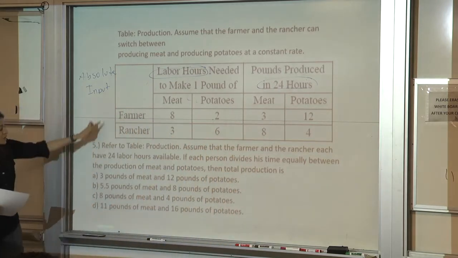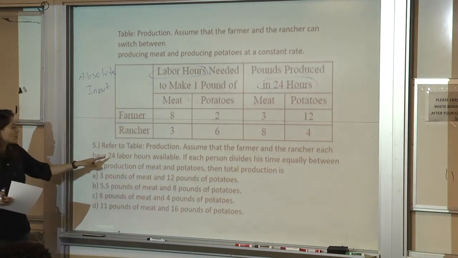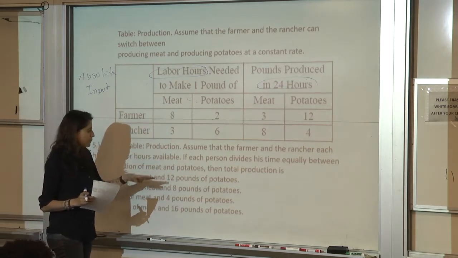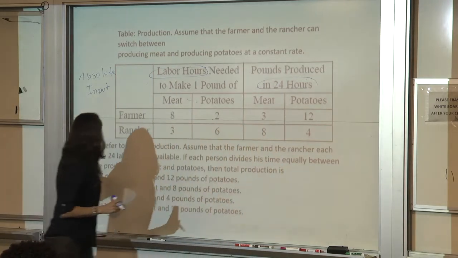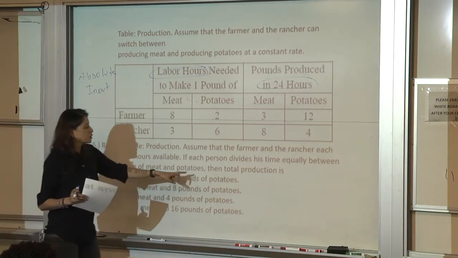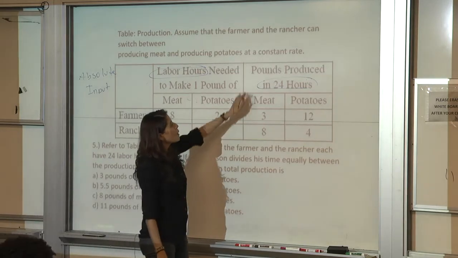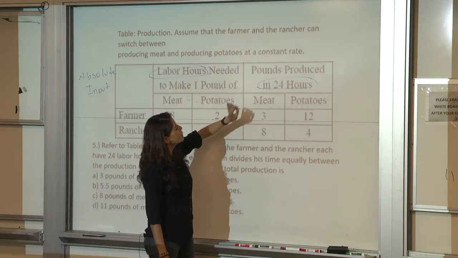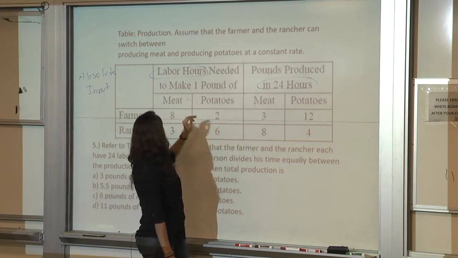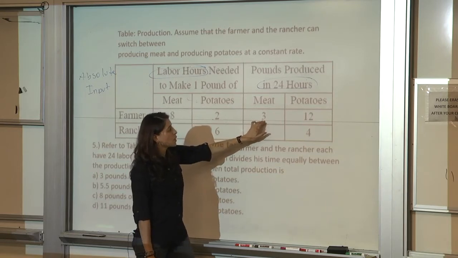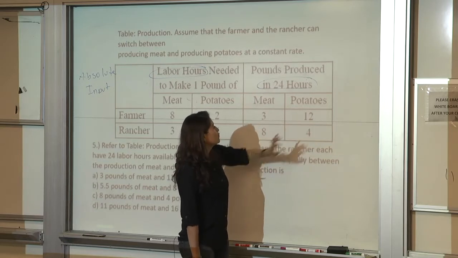So here, refer to this table. Assume that the farmer and the rancher each have 24 labor hours available, fine. Each person divides his time equally between the production of meat and potatoes. Then the production is. So this says pounds produced in 24 hours, okay? So the farmer produces 3 pounds of meat and 12 pounds of potatoes in 24 hours.